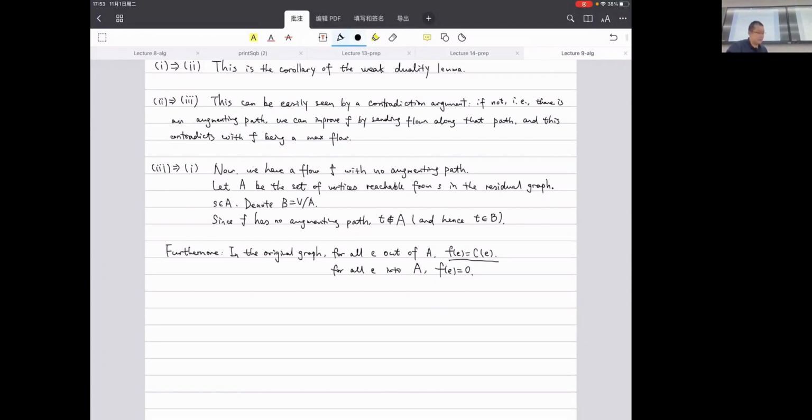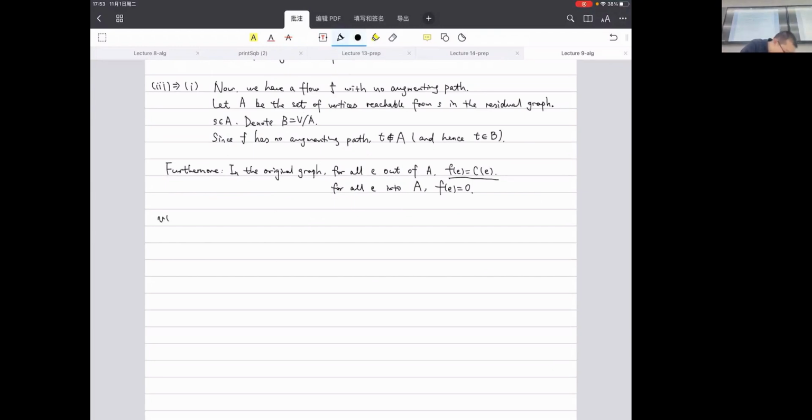This is critical. Recall what we have proved, that the flow value of F, for some arbitrary set, has this relation: the summation over E out of A of f(e) minus the summation over E into A of f(e). We know that this is true for an arbitrary subset A, and we take it to be this A. Clearly, these further facts are really important.